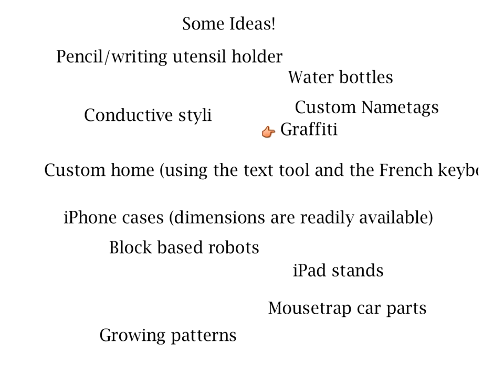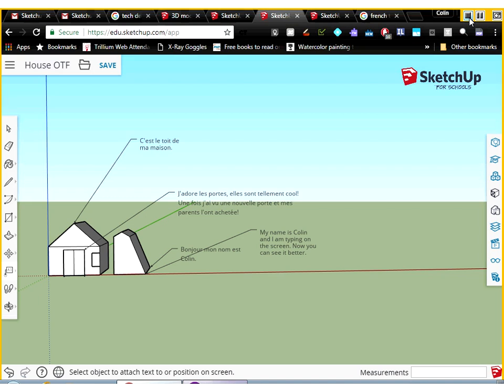Custom name tags, a cool hack for that is to make these sort of graffiti style. So I'm going to switch back to application sharing to show you what that can look like. Oops. Switch my window here first. Oh, there we go, on the right one, SketchUp for Schools.